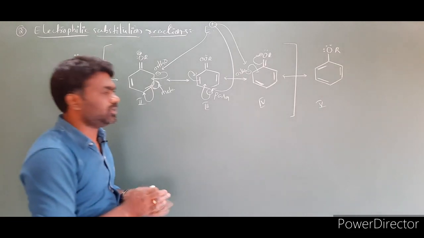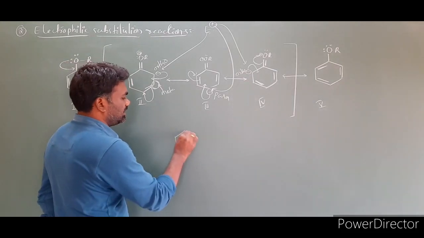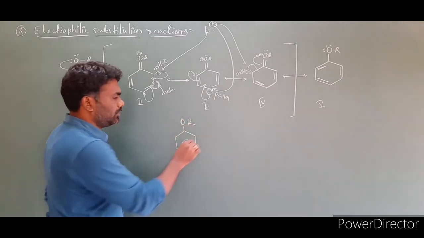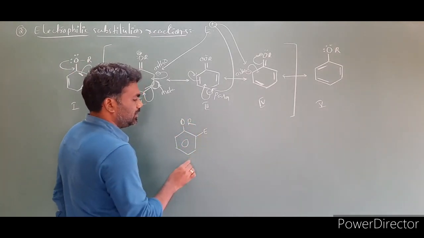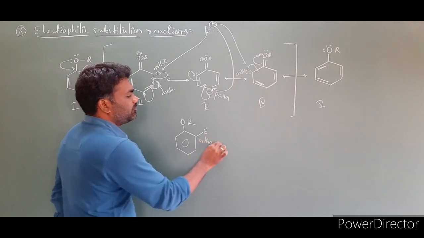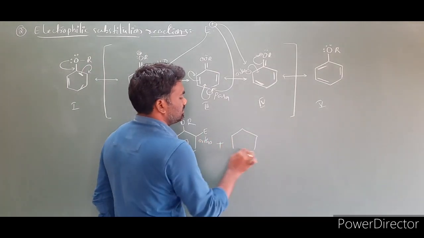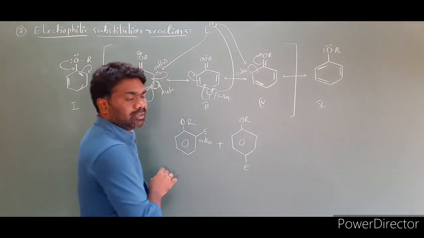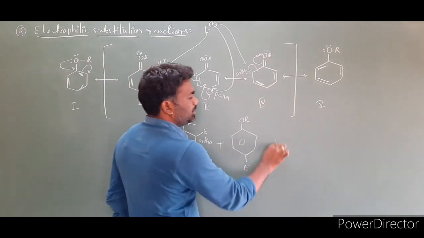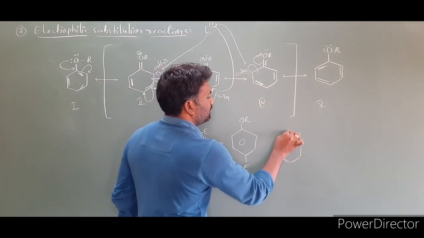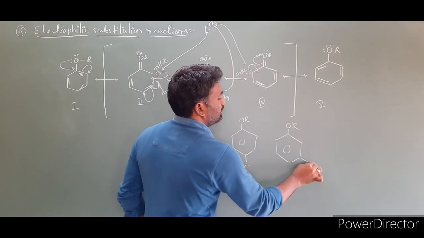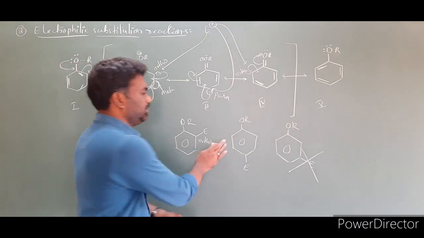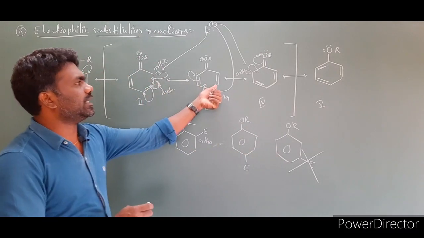While writing the product, suppose I am taking this ether, OR. If you want to write the product, you write the electrophile E at the ortho position. This product will form. One more product we can expect is OR with the electrophile at the para position. But OR with E at the meta position, this product is not possible. Why is this product not possible? Because at the meta position no negative charge is developed.